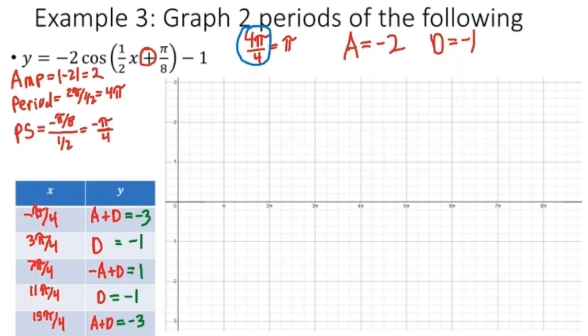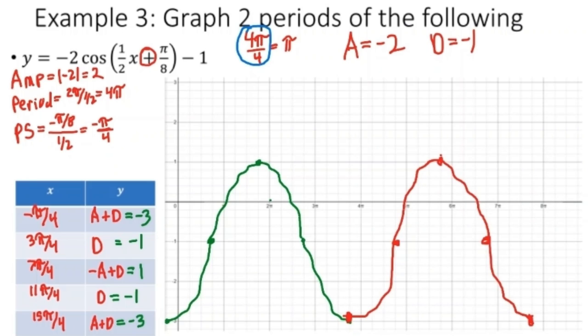Now that we have our key points, we're going to plot them. And here we have our graph of our first period in green. Now to obtain our second period, we'll shift each point over to the right by our period, 4 pi. And there's our second period in red.